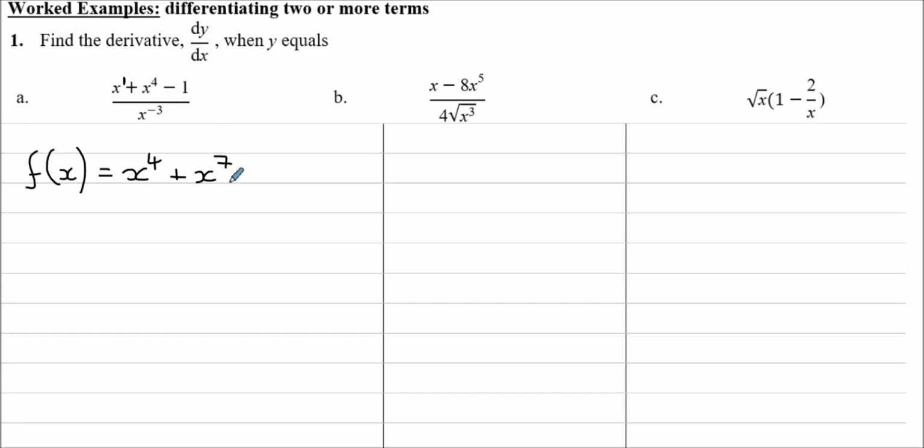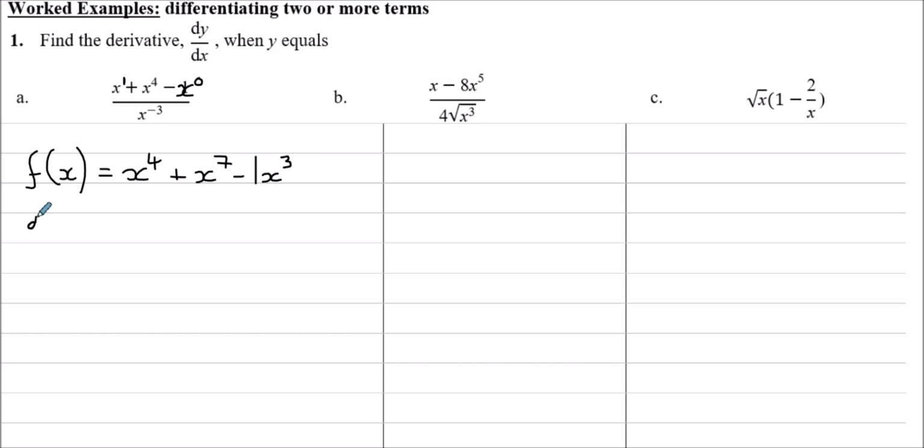And then we're going to have minus 1 divided by x to the power minus 3. And so we can consider this, if you like, as x to the power 0. So if we rewrite this, remember anything to the power 0 is 1. 0 minus minus 3, we get x to the power 3. So that's going to give us x cubed.